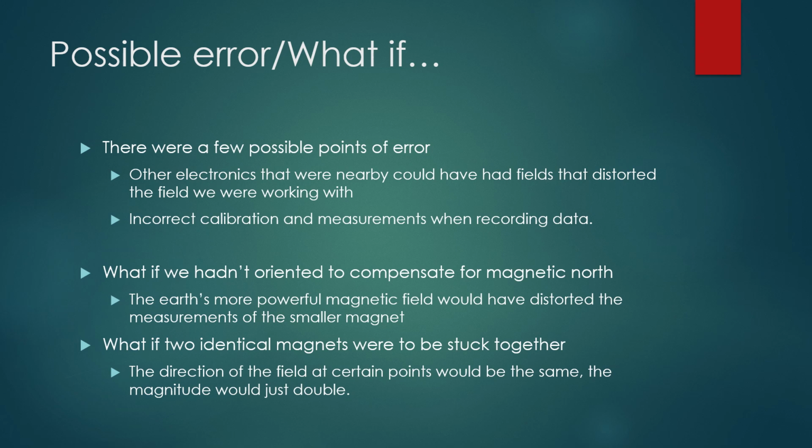What if we hadn't oriented to compensate for the magnetic north of Earth? The Earth's more powerful magnetic field would have distorted the measurements of the smaller magnet that we were working with.